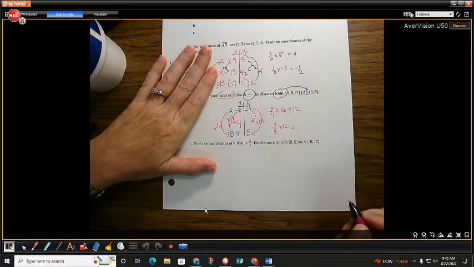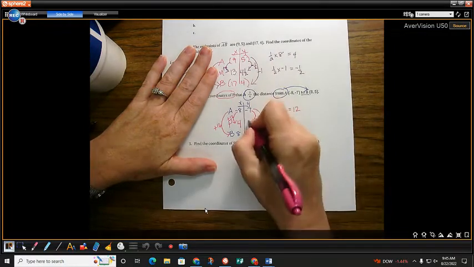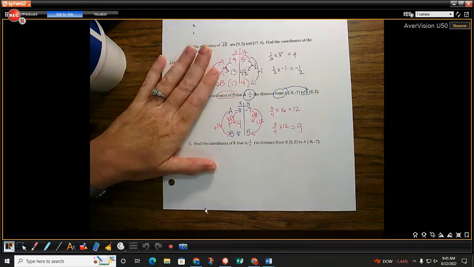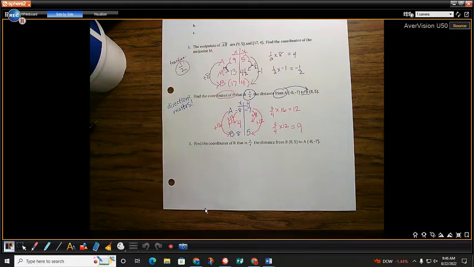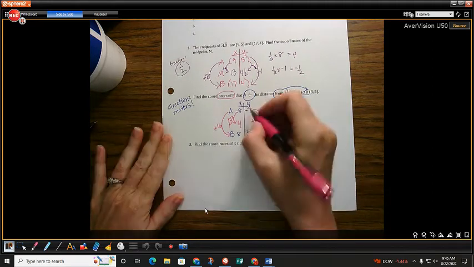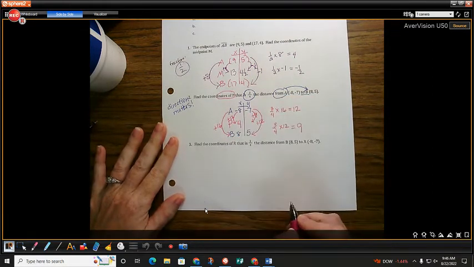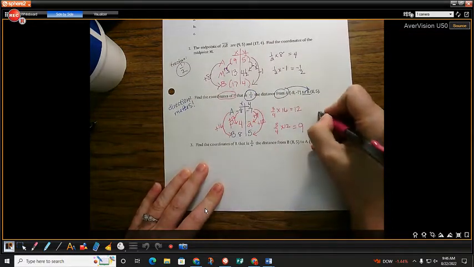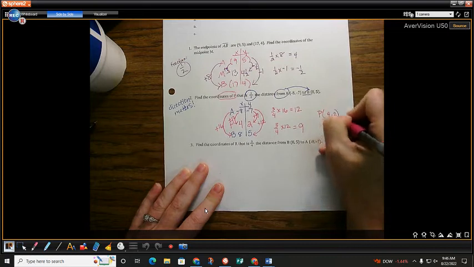So somebody figure out what 3/4 of 12 is. Is it 9? Yeah. 3, 6, 9, 12? Yeah, that makes sense. So I need to go up 9 to get to my point P. And so if I go up 9 from -7, where do I land? I heard 3 and 2. Which is it? 2. It is 2. So my point P is at 4, 2.